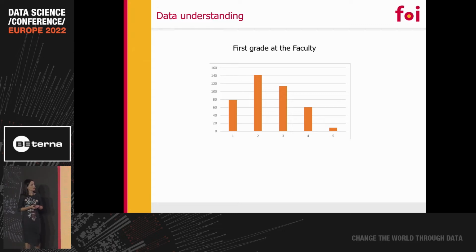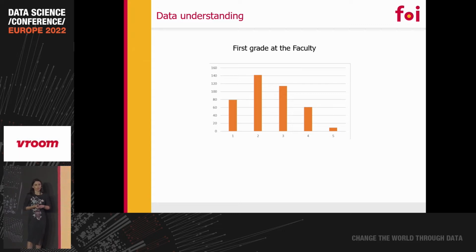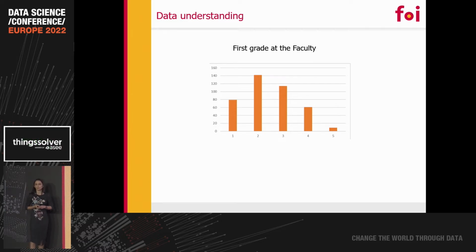Next, we have taken a look at the first grade at the faculty. Various published research papers have stated that the first grade at the faculty is the best predictor of student success later, and that is also the result here in our research.